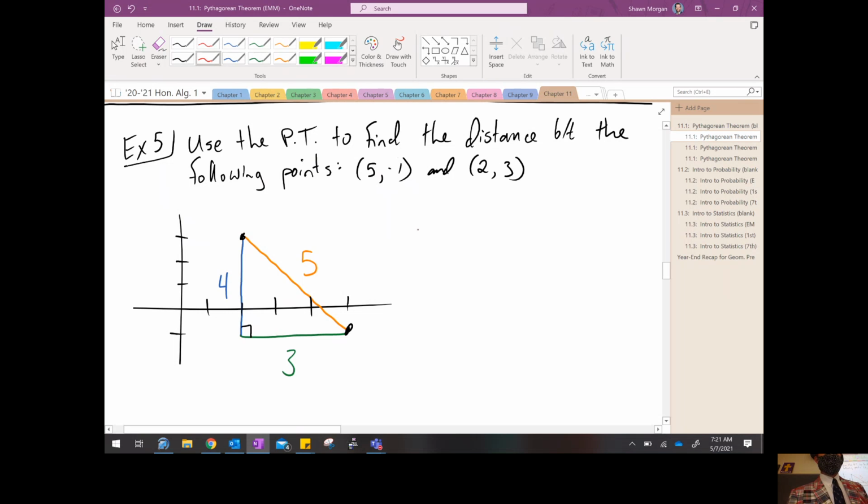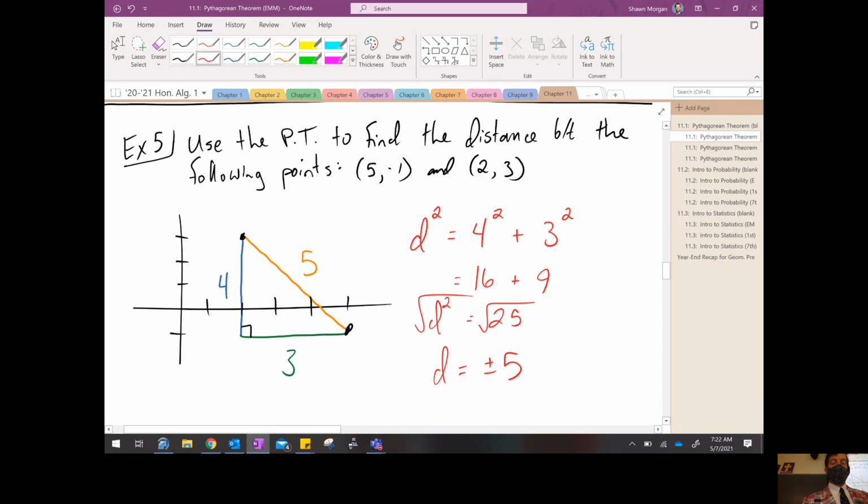Absolutely. If I wanted to call that distance d, that is d squared equals 4 squared plus 3 squared. That's the Pythagorean theorem. One leg squared plus one leg squared equals the hypotenuse squared. If I don't know what the hypotenuse is, I'll just call it d for distance. That's 16. That's 9. Combine that, you get 25. If d squared equals 25, then d equals plus or minus 5, because we take the square root of both sides.